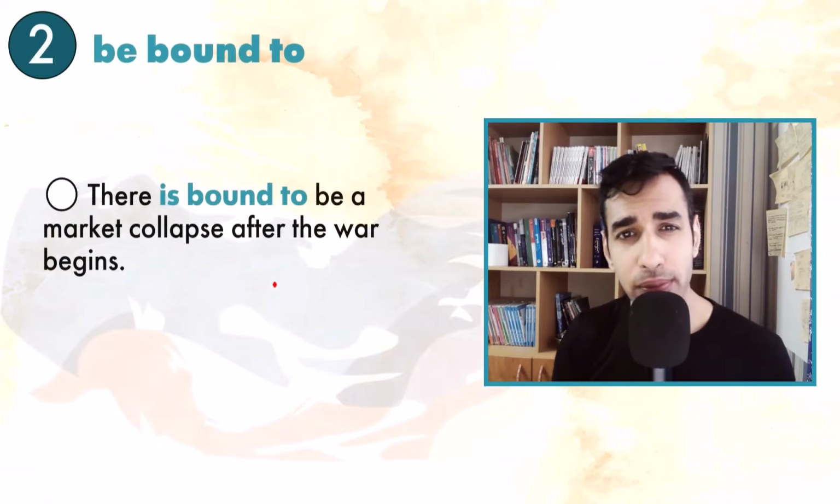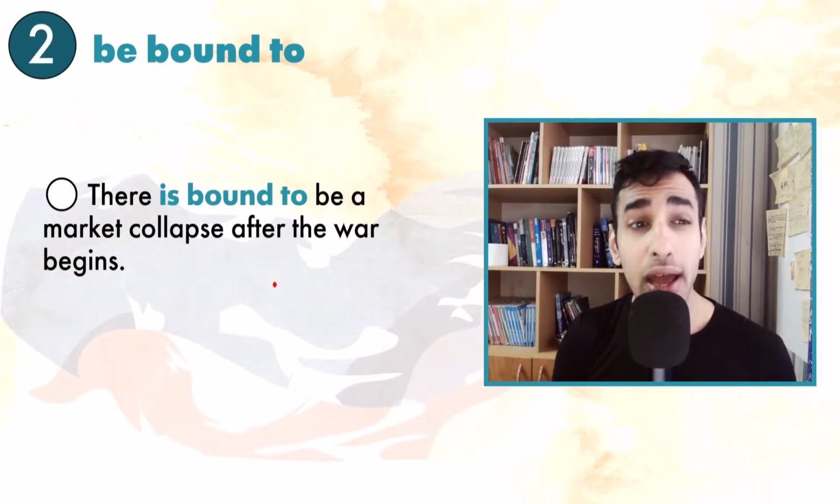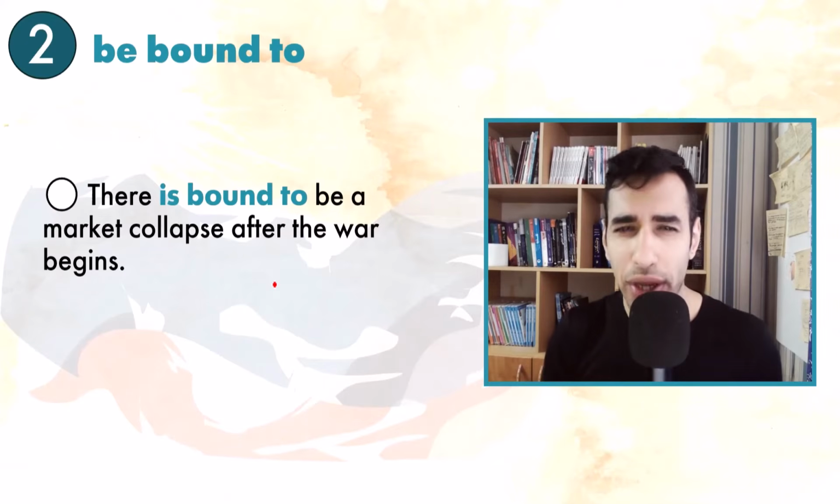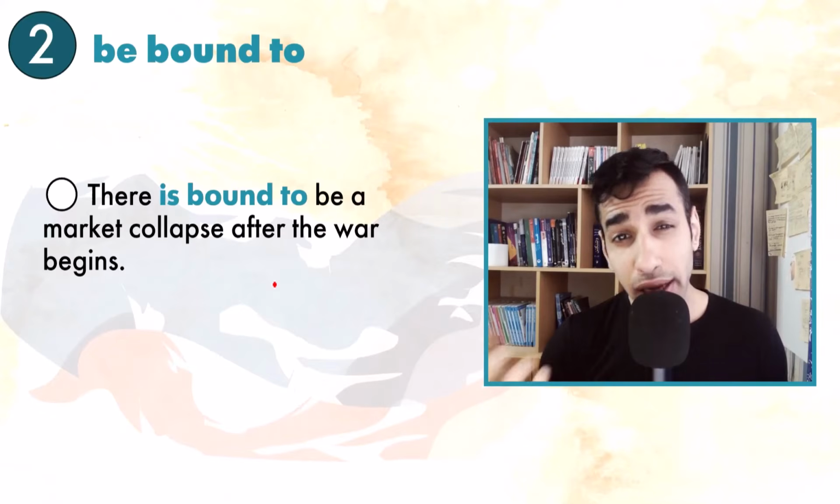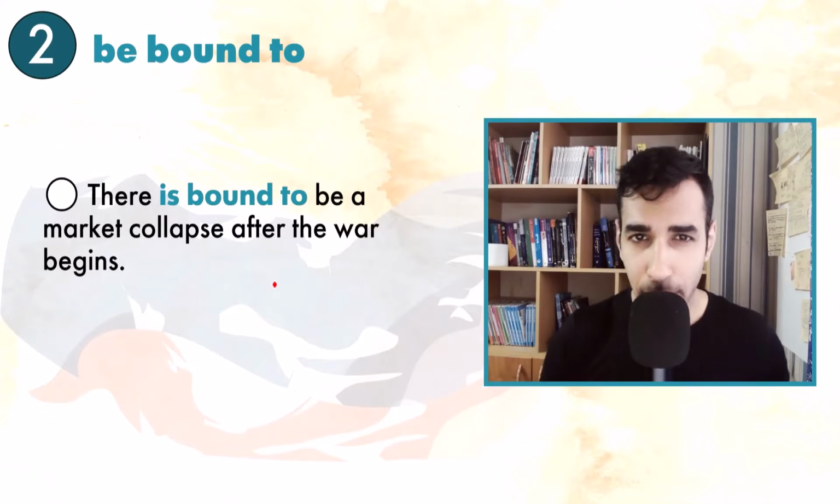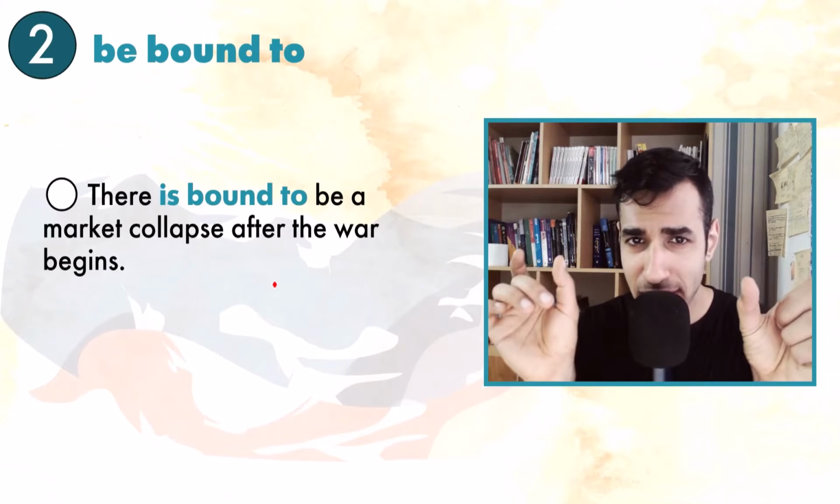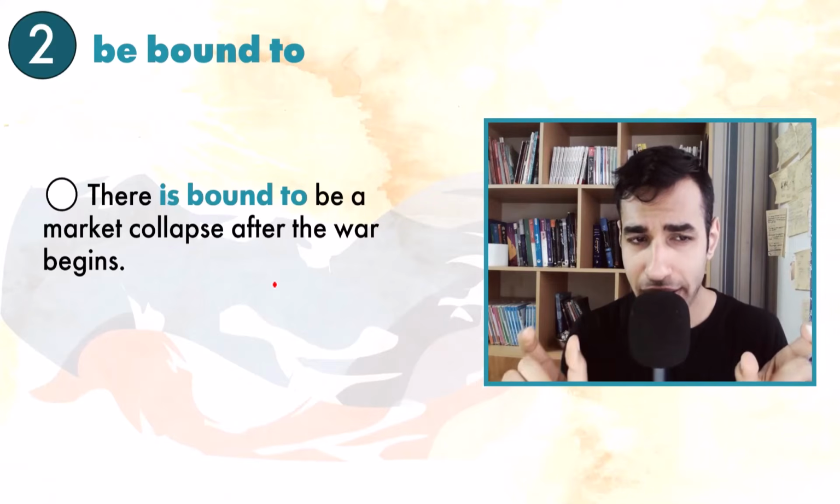The second structure, be bound to. Be bound to means it is likely to happen, or it is certain to happen. To say that something is likely or certain to happen. Be due to, expected. Be bound to, likely.